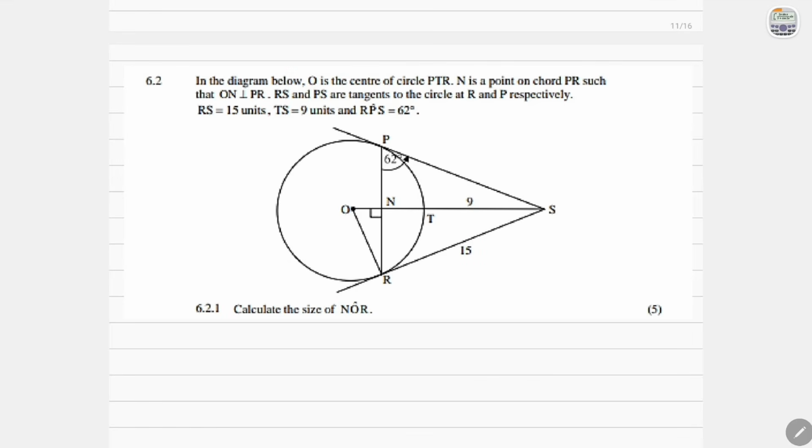Question 6.2 says, in the diagram below, O is the center of circle PTR. And then we have N is a point on the chord PR such that ON is perpendicular to PR. Okay. RS and PS are tangents to the circle at R and P respectively. And RS is 15 units, TS is 9 units, and then this angle RPS is 62 degrees.